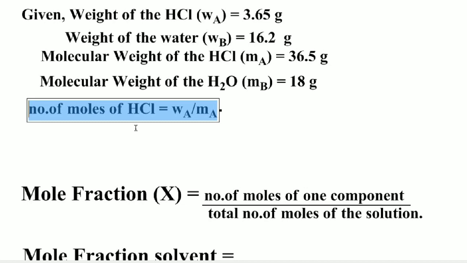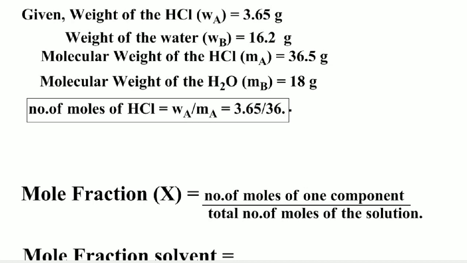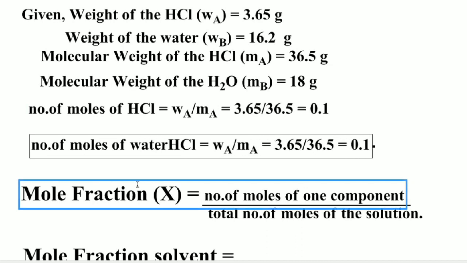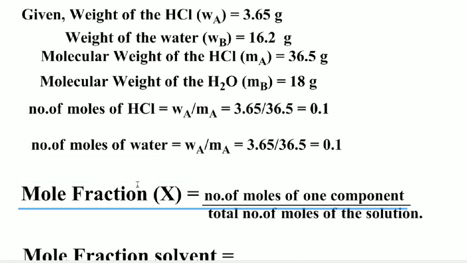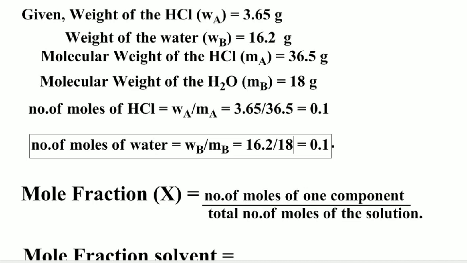Now the number of moles of HCl is equal to the weight of the HCl divided by the molecular weight of the HCl, that is 3.65 grams divided by 36.5 grams per mole, which equals 0.1. So 0.1 is the number of moles of HCl. Similarly, we can calculate the number of moles of water. Number of moles of water is equal to Wb by Mb, the weight of the water divided by the molecular weight of the water. The weight of the water is 16.2 grams, and the molecular weight of water is 18.